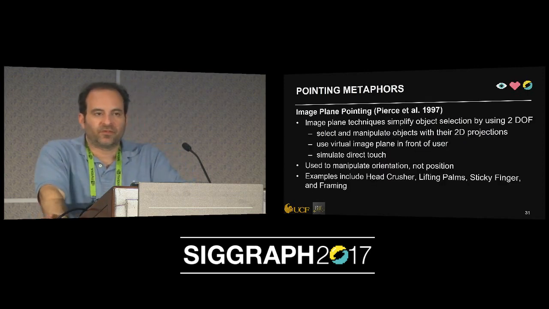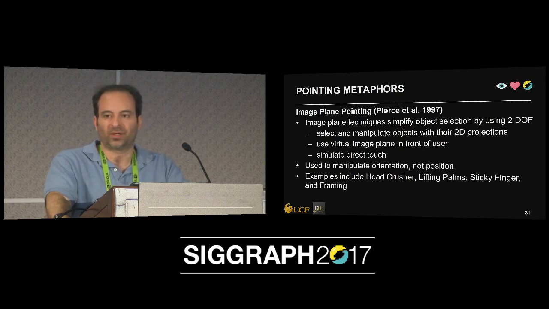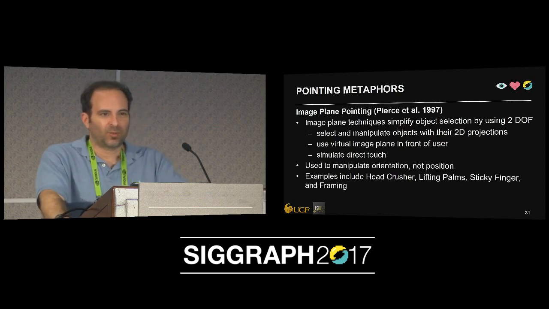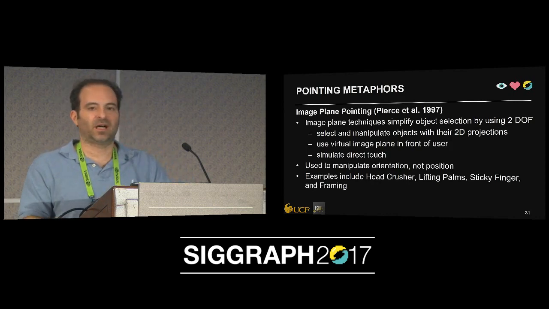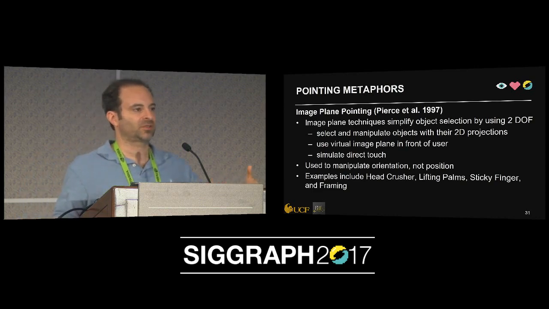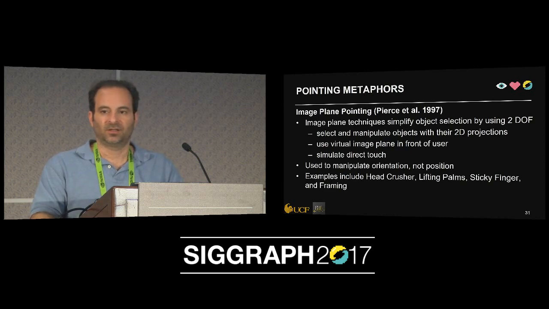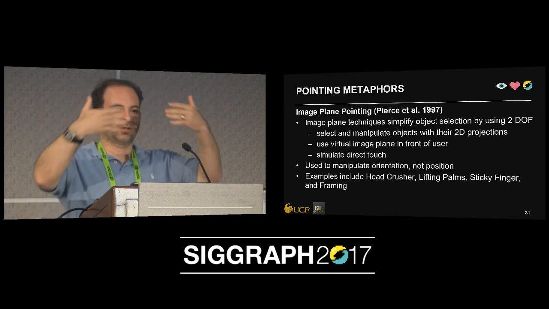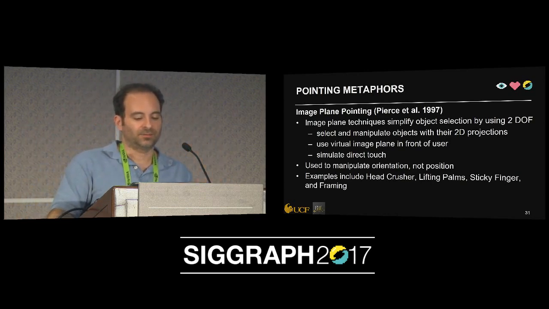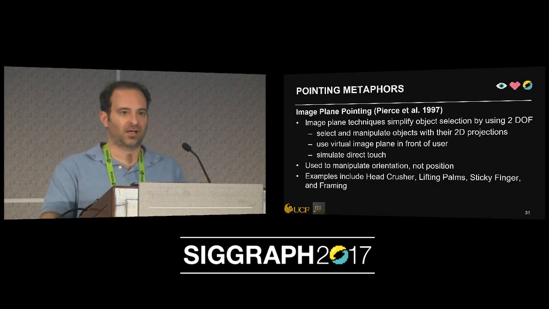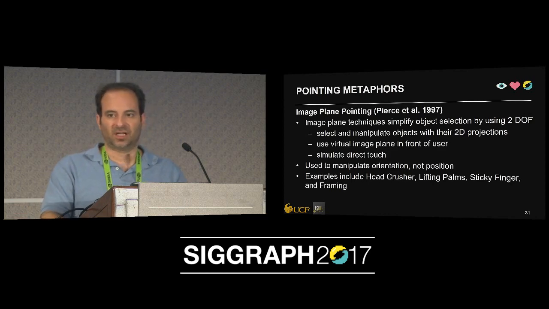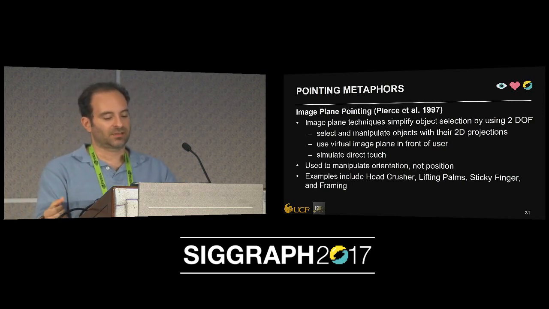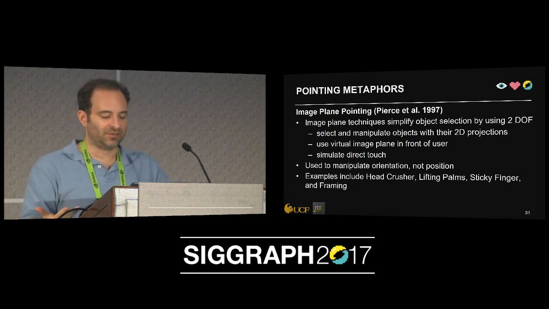Now, another fascinating technique is known as the image plane pointing techniques. These are pointing, but they're done in a slightly different way. These techniques simplify object selection so that instead of selecting objects in 3D, you're selecting them in 2D, using a 2D plane in front of you. You create a projection of the 3D world, stick it right in front of you, and use simple direct touch on that plane to select objects in 3D. It's typically used to manipulate orientation, not position. These techniques include the head crusher, lifting palms, the sticky finger, and framing.